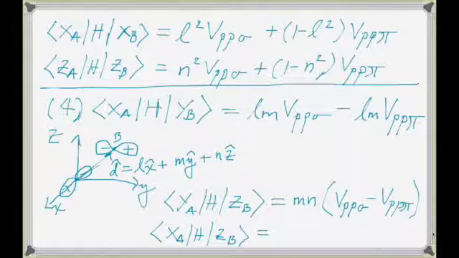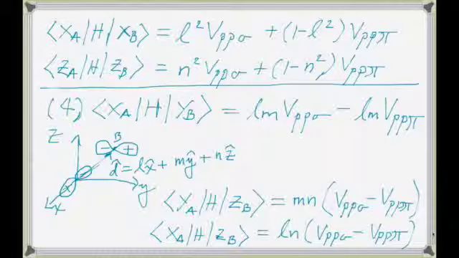So instead of the M, now for X, I'll have an L and an N, Ln, Vp, P, sigma minus Vp, P, pi. So these are, I think, all the matrix elements we're going to need to construct the Hamiltonian. And if you look at the way we did this, we did it in a very general way, in terms of these direction cosines of the vector that points from the A atom to the B atom.